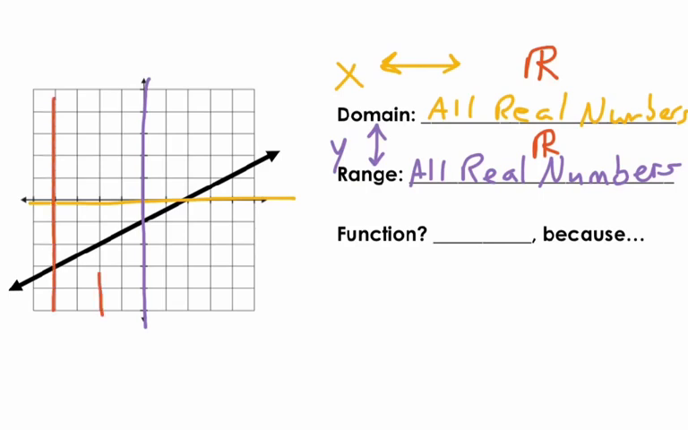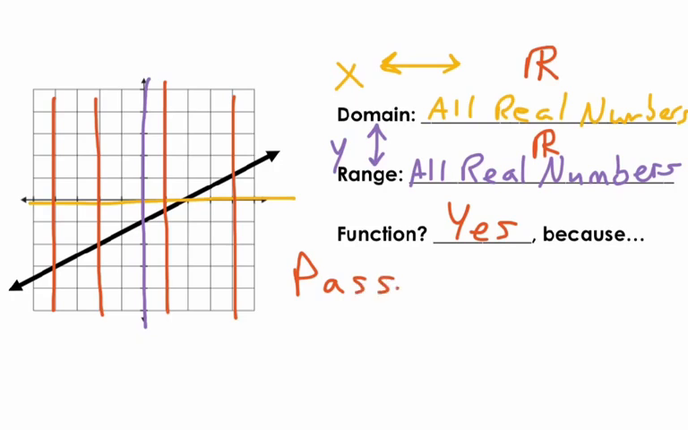It's really only hitting this in one place, not hitting this in another place. So yes, this is a function. Yes, this is a function. It passes the vertical line test, the VLT, and doesn't have any repeating x values over here, okay?